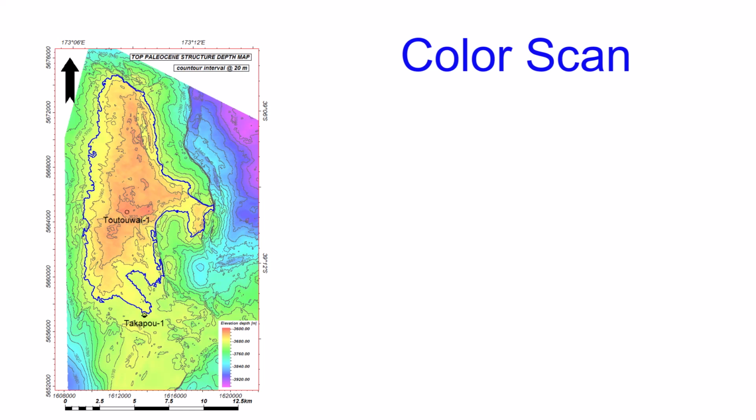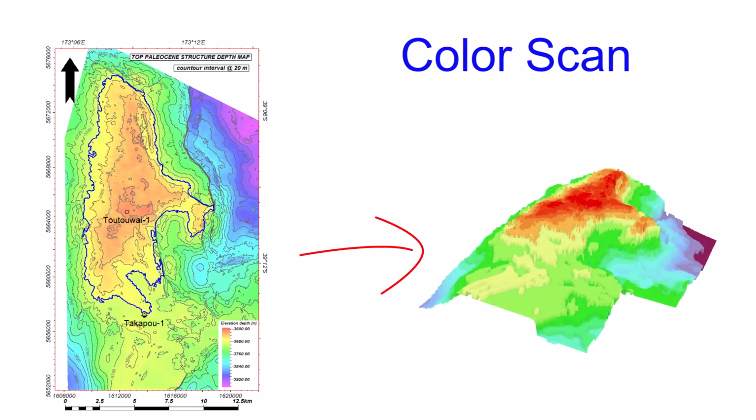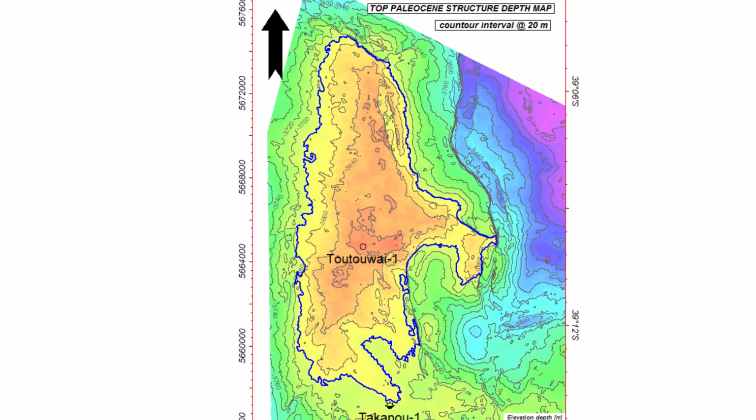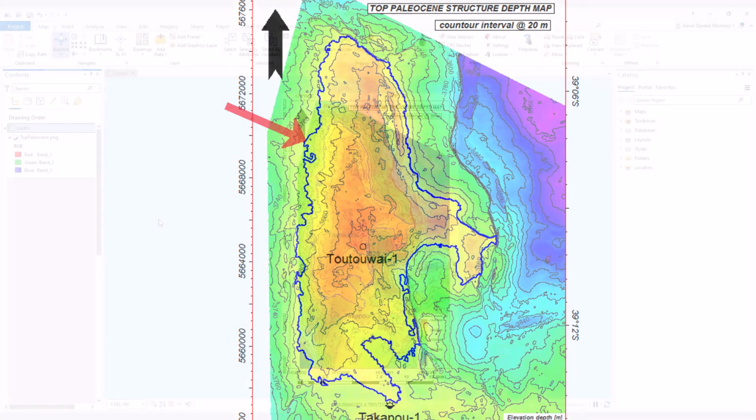Now, this is a depth structure map. There is a separate video on how to use the color scan tools to generate a GIS surface from this image. But here we're going to look at how to capture this prospect, which we can see has the extent defined by this blue line on this depth map.